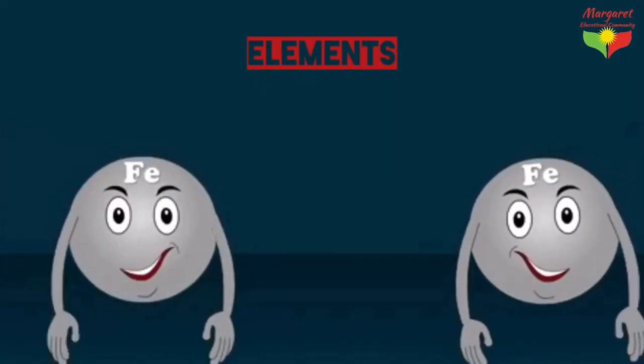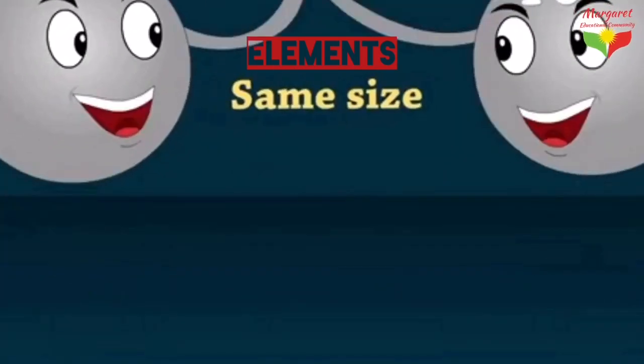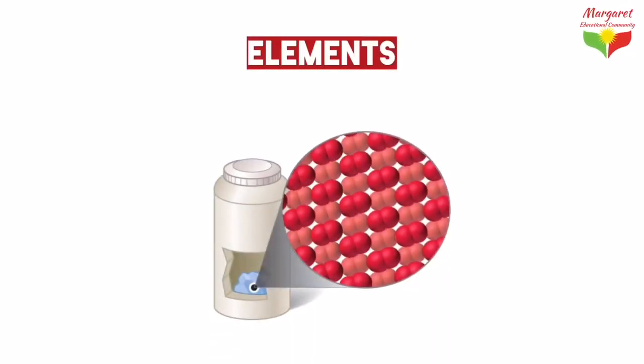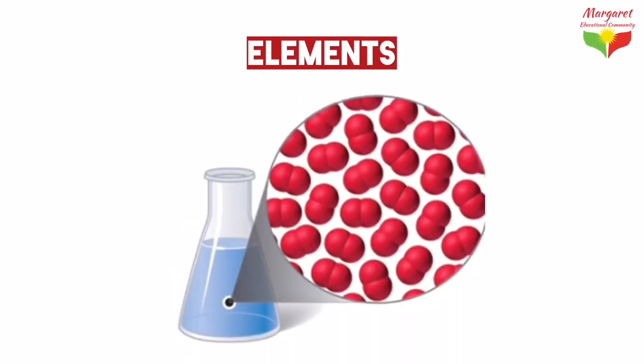Elements are substances made up of only one kind of atom. The atoms of elements are completely identical. They have the same size, the same mass. Most of the elements are solids at room temperature. Few elements such as oxygen, nitrogen, and helium are gases. Only mercury and bromine are liquid.